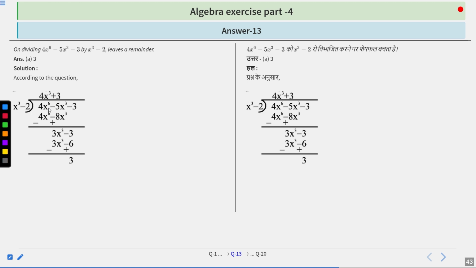On dividing 4x power 6 minus 5x cube minus 3 by x cube minus 2, first we will divide by 4x cube. So 4x cube into x cube minus 2 is 4x power 6 minus 8x cube. 4x power 6 minus 4x power 6 is 0, and minus 5x cube plus 8x cube is 3x cube. Minus 3 will be written as it is. Then by 3, 3 into x cube minus 2 is 3x cube minus 6. Therefore, 3x cube minus 3x cube is 0, but minus 3 minus minus 6 is plus 6. So minus 3 plus 6 is 3. So the remainder is 3. Option number A is the correct answer.